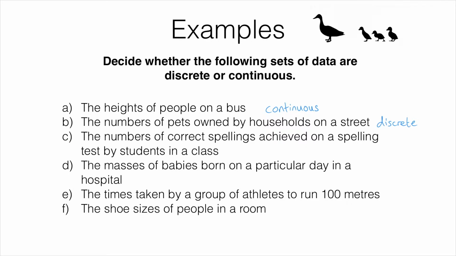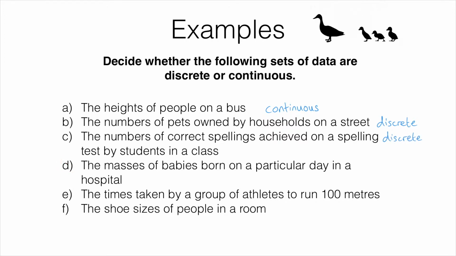Looking at C, we're now looking at the numbers of correct spellings achieved on a spelling test by students in a class. A spelling is something you've either got right or wrong. So the number of correct spellings you're going to have is either going to be 0, 1, 2, 3, 4, all the way up to the total number of questions on this spelling test. So here we have discrete data. It is only possible for students to score particular values, in this case a whole number of marks. Students aren't going to get 7.24 on their test.